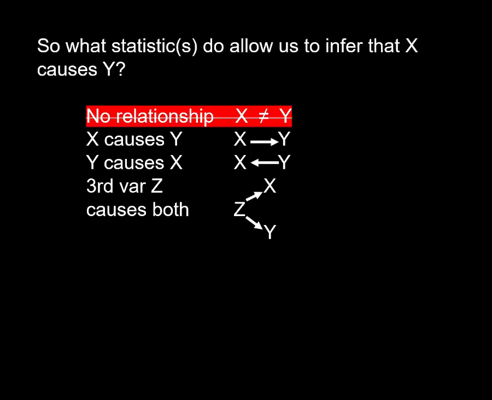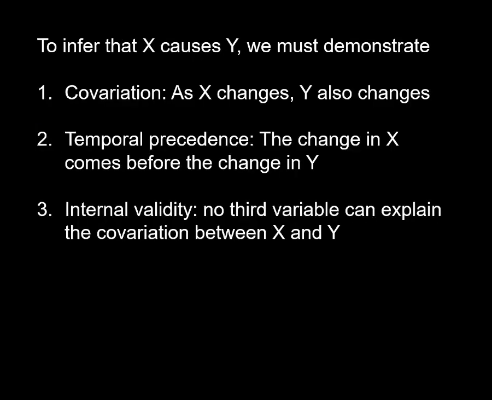All right, so that brings us to our first bonus question. What statistic then does allow us to infer that X is a cause of Y? Well, it turns out that no statistic allows us to infer cause. And to understand why that is, you need to know how we do infer that X causes Y. And to do that, we have to establish three things about the relationship between X and Y. And here they are.